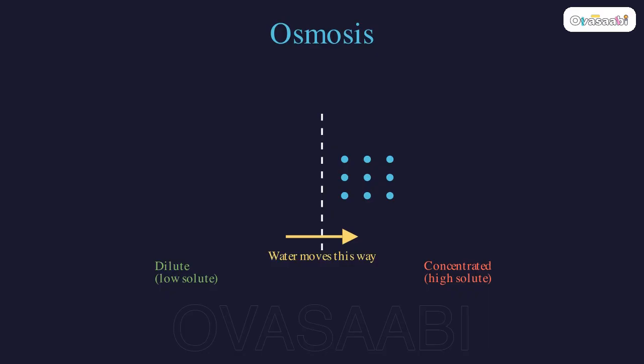Osmosis is the movement of water molecules across a semi-permeable membrane, from a region of lower solute concentration to a region of higher solute concentration. This is how cells absorb water.